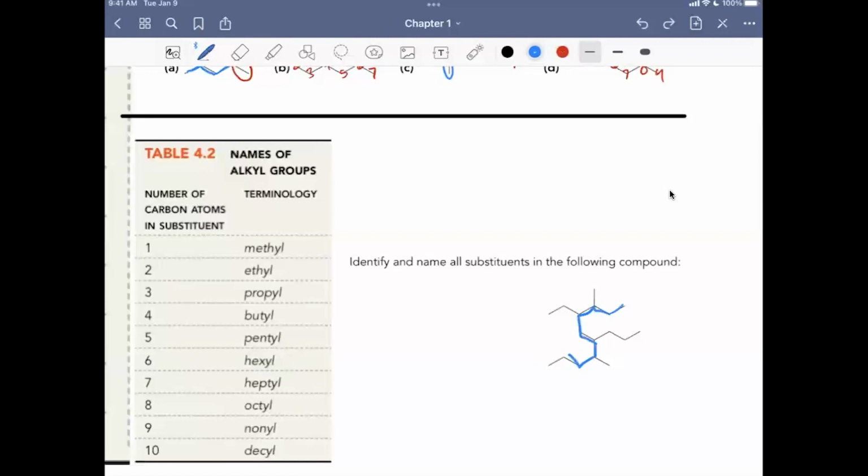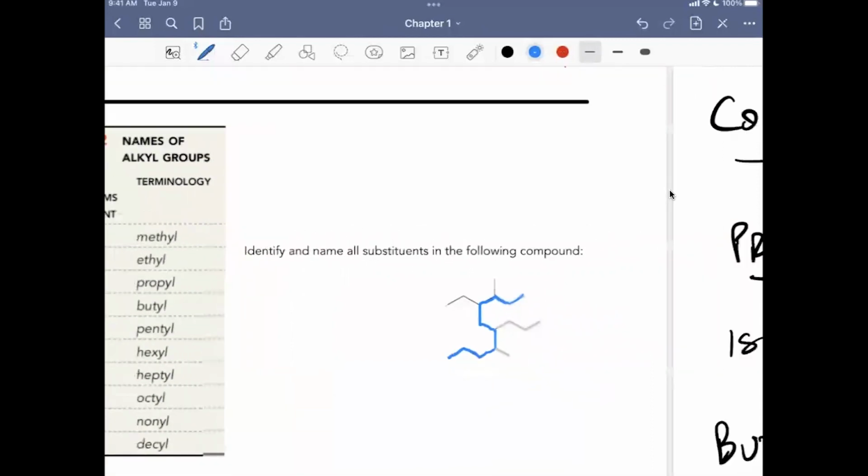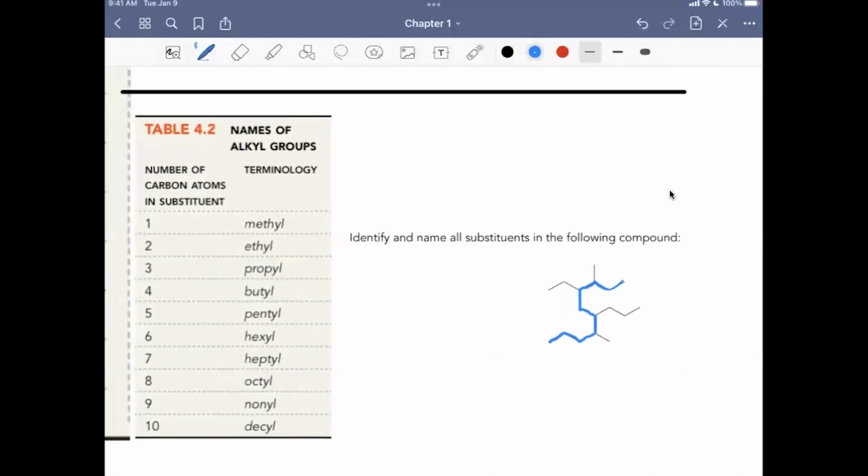Oops. It's not the best highlighting. Let me get some better. There we go. That's pretty good. So now let's see what the names of our substituents are.